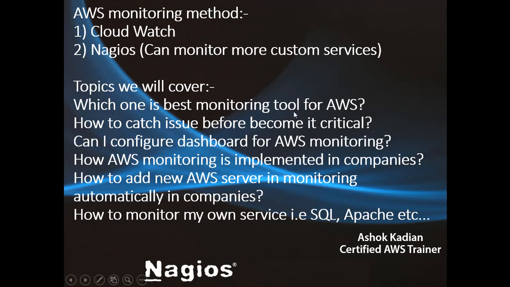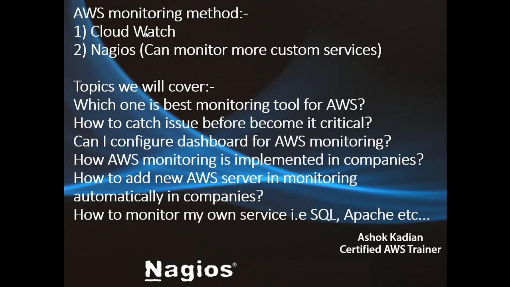Which topics will we cover? Which one is the best monitoring tool? CloudWatch is also a good monitoring tool because we can use CloudWatch with Lambda. We can trigger an event whenever the instance state changes from pending to start, and act on that state change. We can also use CloudWatch with Lambda functions, so we can do automation tasks on the basis of CloudWatch.